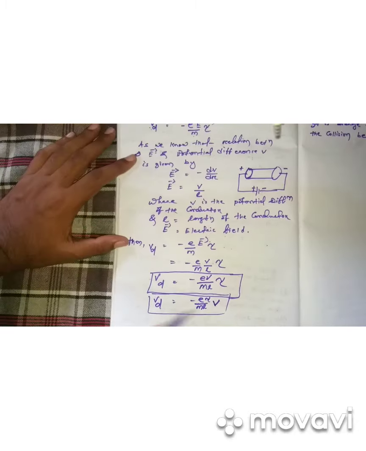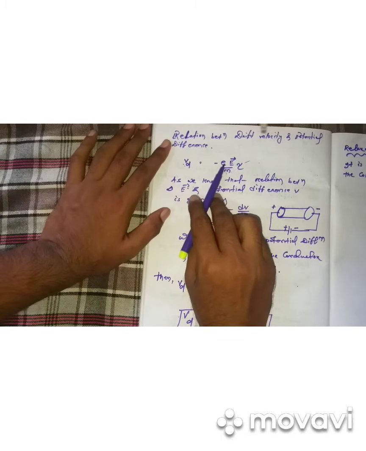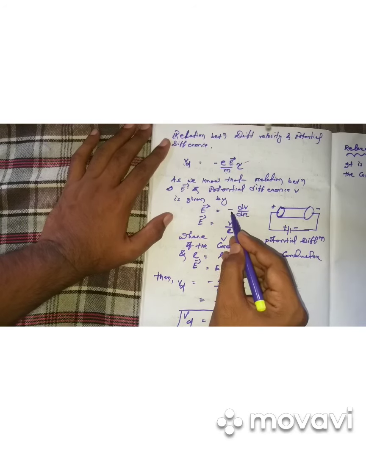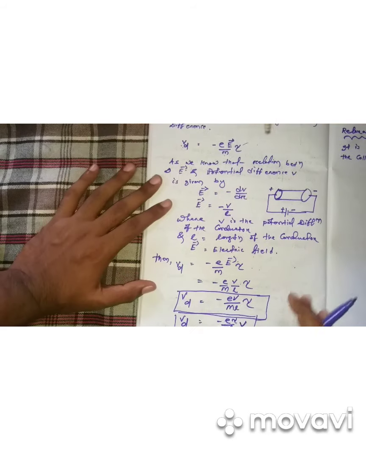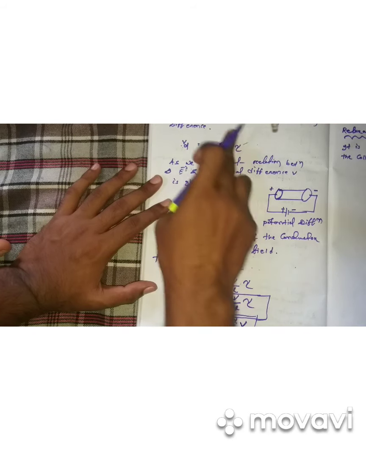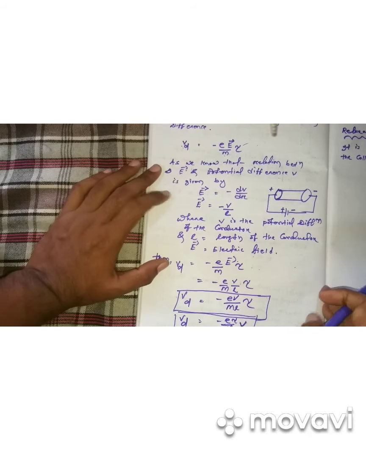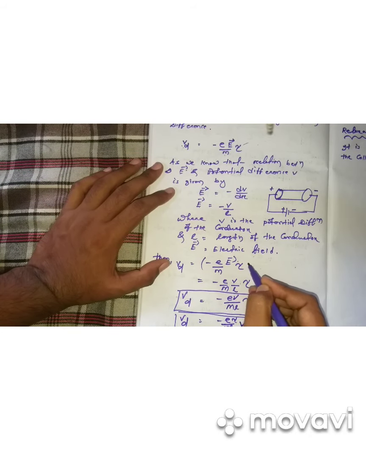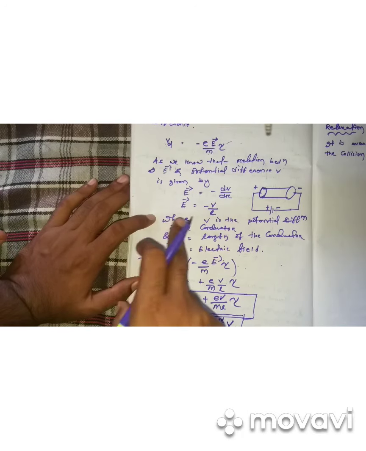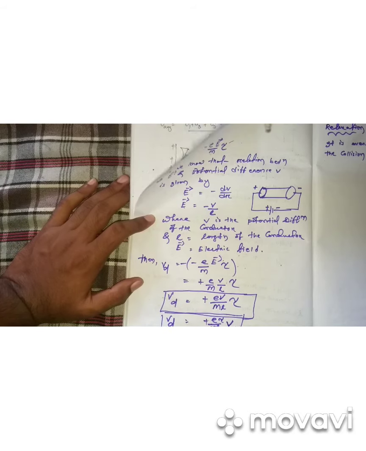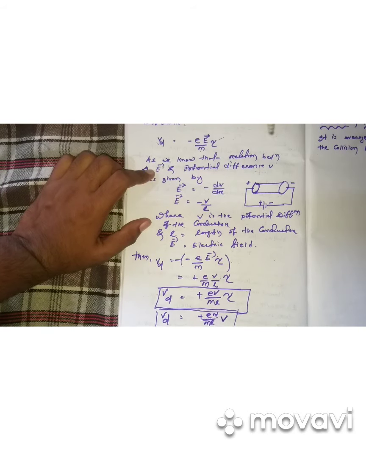sorry, in that case there is a minus sign here, minus e by m into tau, and minus dV by dr. So electric field equals minus V by L. That's why, if you put the value of electric field in the Vd expression, then minus of minus gives plus. So the drift velocity of an electron always depends upon potential difference. Clear? Sorry, by mistake I forgot that negative sign. Okay, so Vd equals eV by mL into tau. Clear?